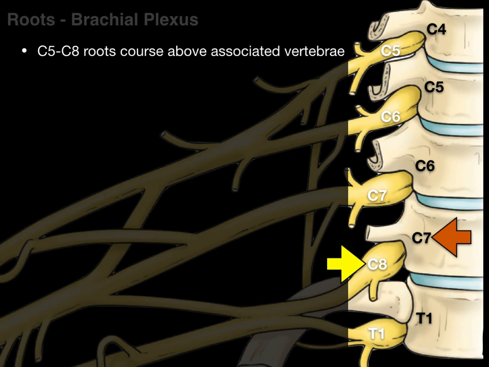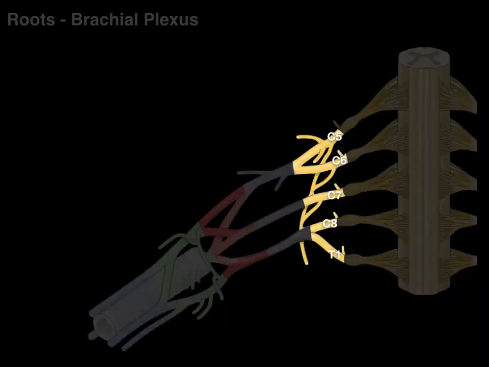And so the C8 nerve courses below C7 and above T1, and then when we go to the T1 vertebra, everywhere below this, the nerve associated with the vertebra courses below it. So T1 nerve below T1 vertebra, T2 nerve below T2 vertebra. Cervical vertebrae and nerves are the exception.